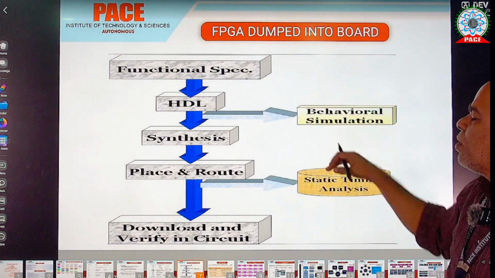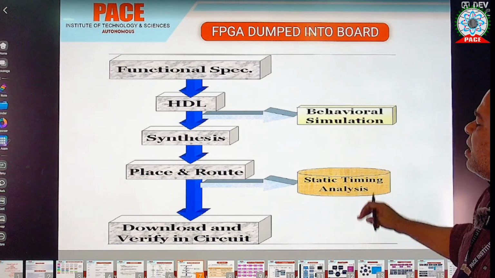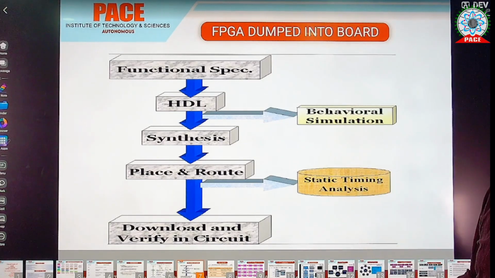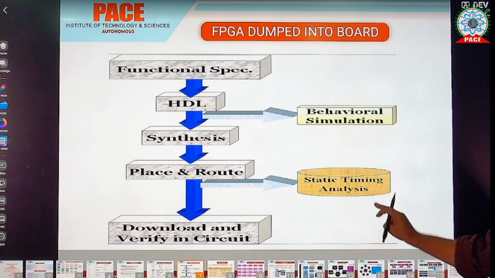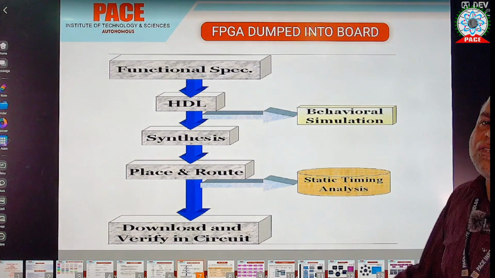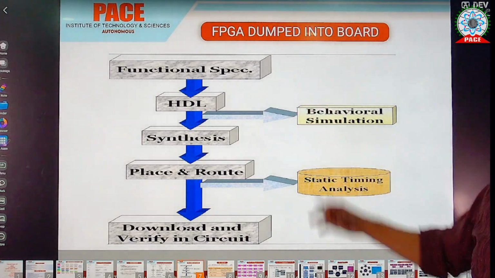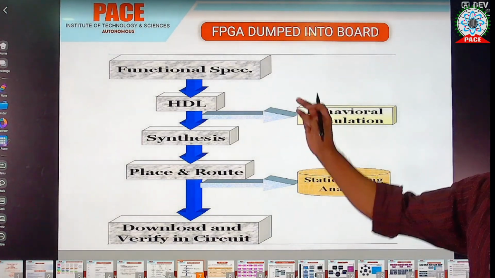STA means static timing analysis. This is very important. STA involves hold time and arrival time, already studied in sequential circuits, because without sequential circuits you cannot design perfect devices.